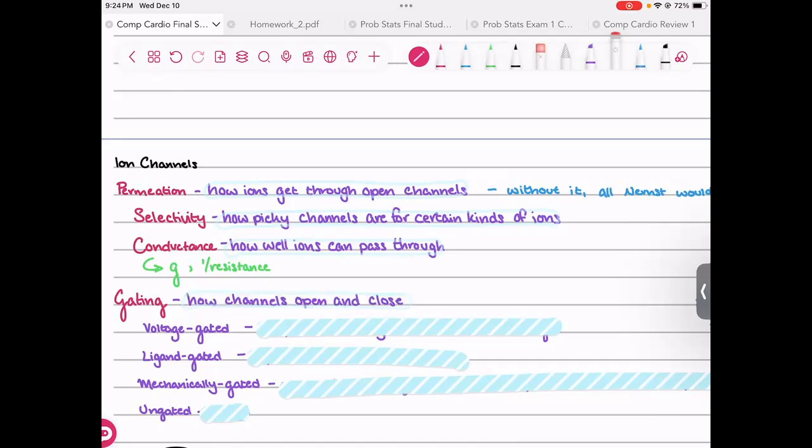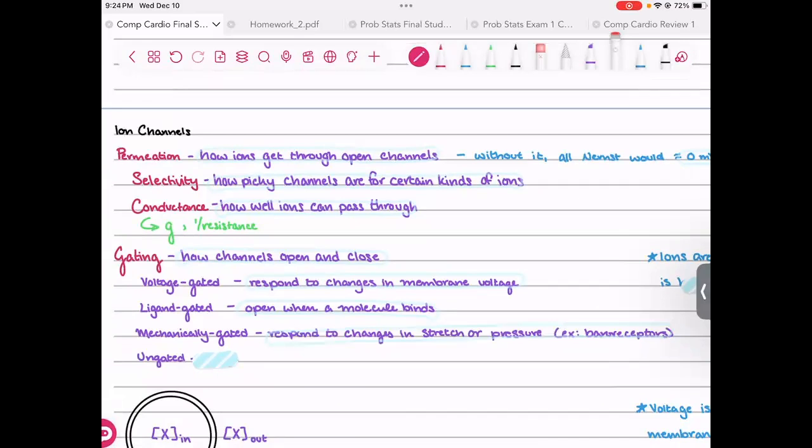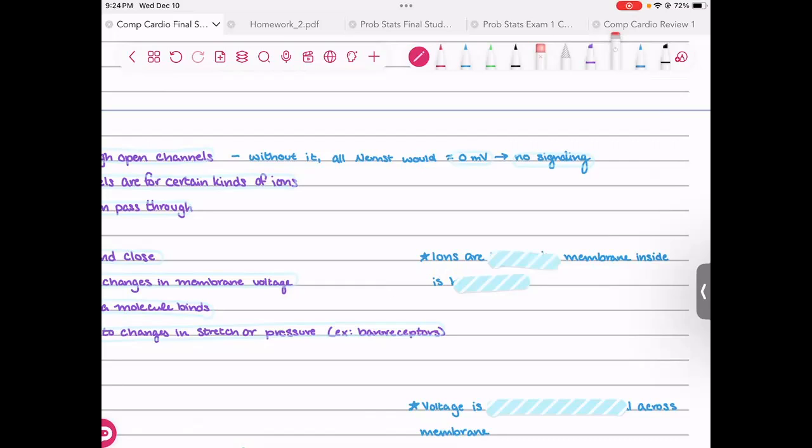You have voltage-gated channels, which open or close in response to changes in membrane voltage. You have ligand-gated channels, which open or close when something binds to them. And then mechanically gated channels, which respond to changes in stretch or pressure, think baroreceptors. Finally, you have ungated channels, which are leaky. The importance of having channels comes from the fact that ions are hydrophilic, while the membrane inside is hydrophobic. So it helps for them to have a way of getting through.